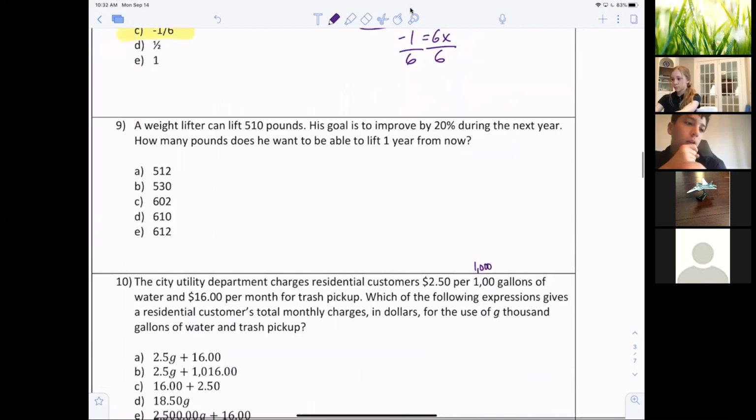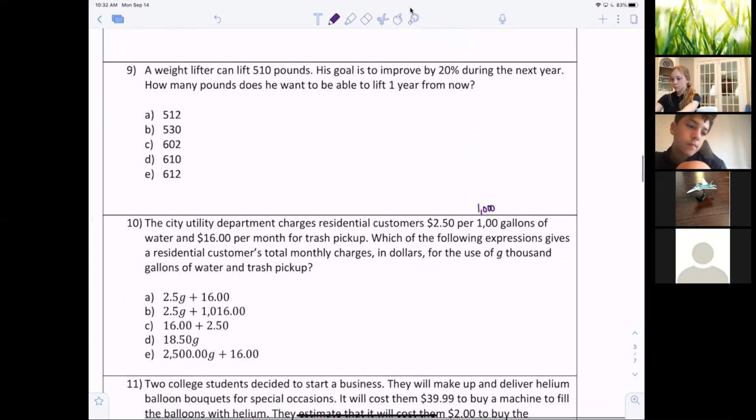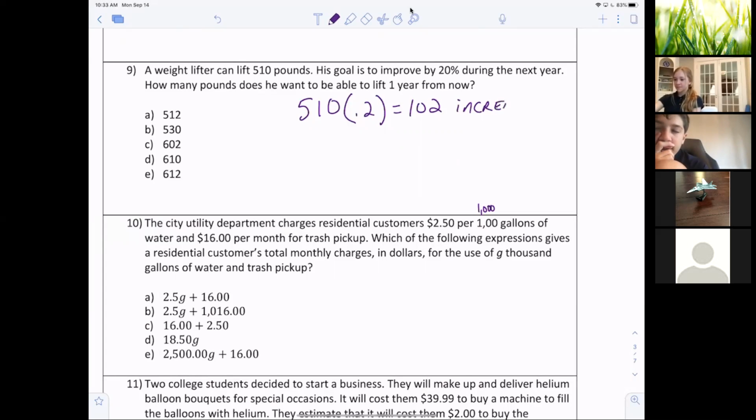All right, let's take a look at number 9. So I did 510 times 2.2. That is correct. From last year, we know we multiply percentages. So if I multiply 510 times 0.2, that is 102. That represents his increase, which is added on. And then you add that to 510.